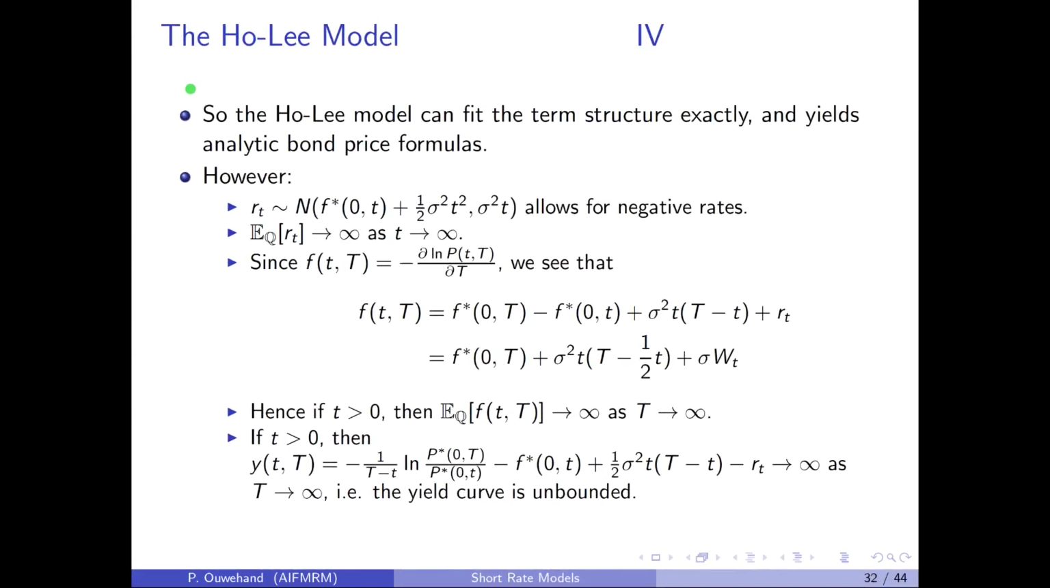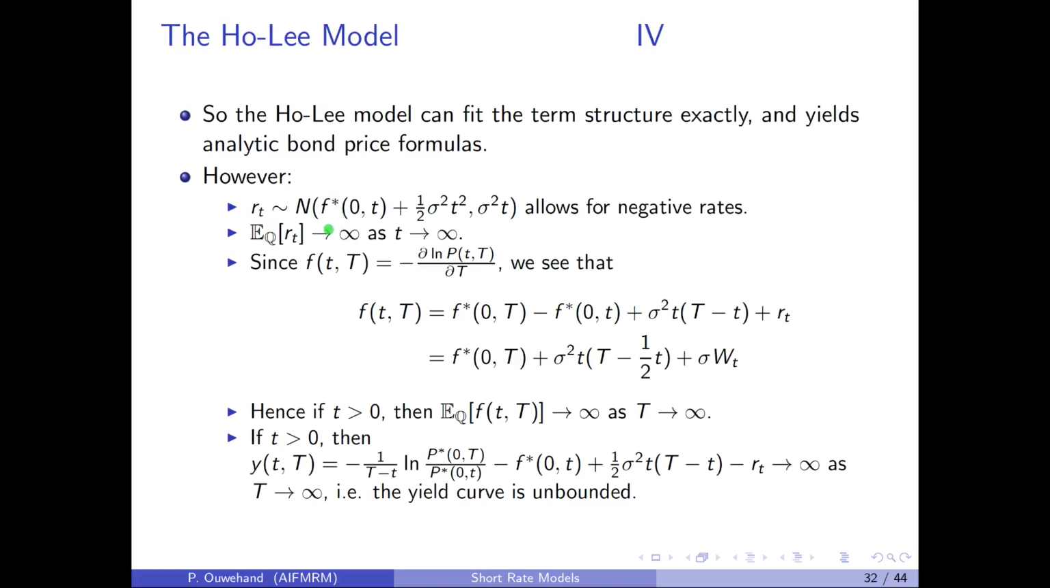So unlike the Vasicek and Cox-Ingersoll-Ross models, the Ho-Lee model can fit the term structure exactly and will give us analytic bond price formulas. However, this does not necessarily make it a good model. For example, because the short rate is normally distributed, negative rates are possible. It's also easy to see that the mean of r_t approaches infinity as t goes to infinity.